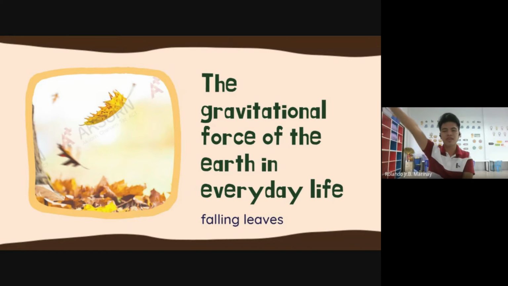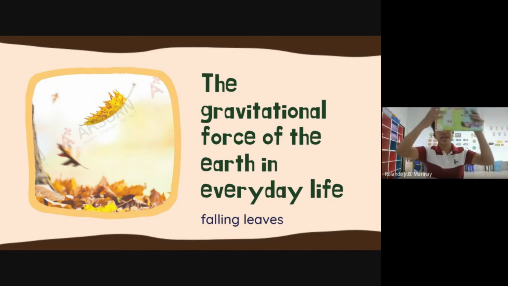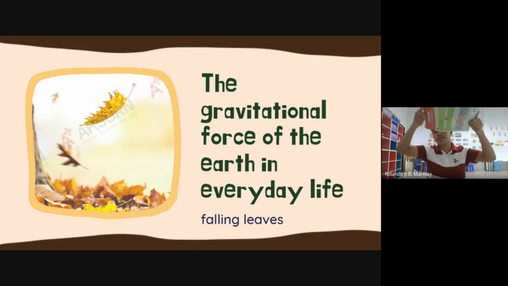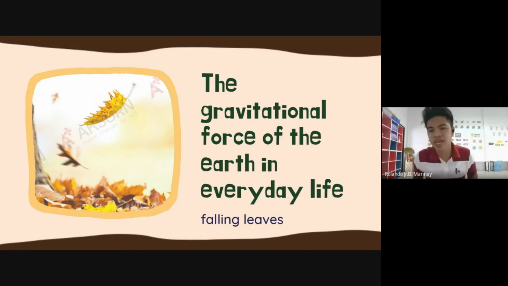When you hold something and lose grip on it, for example the book, I will try the book. I'm holding it and then suddenly I lose grip on it. Where does it go? Does it go up or down? Of course, it goes down, right? It falls down because the gravity is pulling it. The gravity of the earth is pulling everything that is close to it, especially the smaller objects.